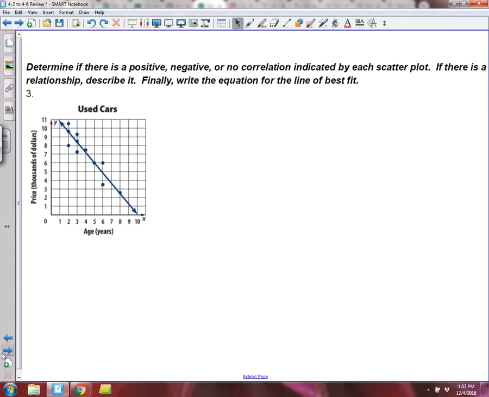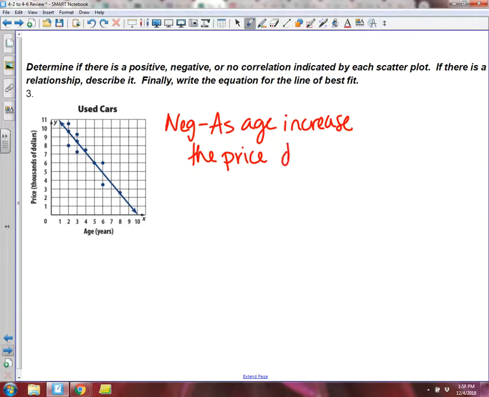Okay, it says, determine if there is a positive, negative, or no correlation. If there is a relationship, describe it. Finally, write the equation for the line of best fit. So, positive, negative, or none, folks. This is negative. Somebody tell me what that means in this situation. Not years going by. As age increases, the price decreases. Good. As age increases, the price decreases.